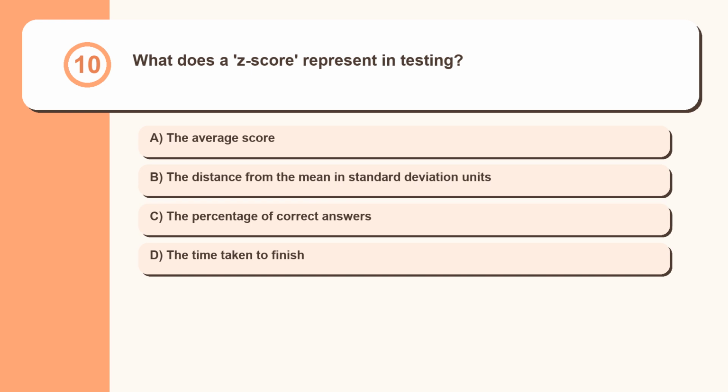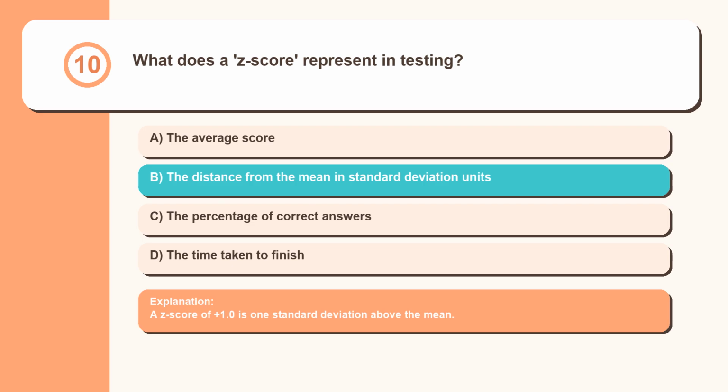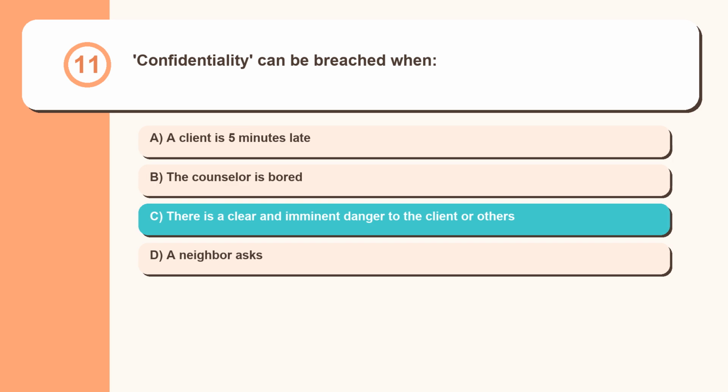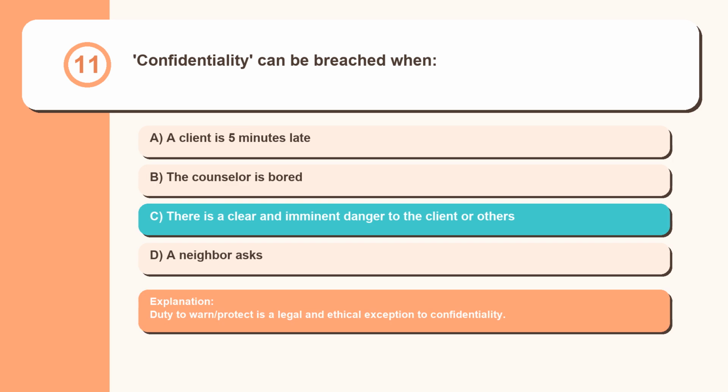Question 10. What does a z-score represent in testing? The average score, the distance from the mean in standard deviation units, the percentage of correct answers, the time taken to finish. A z-score of plus 1.0 is 1 standard deviation above the mean. Question 11. Confidentiality can be breached when a client is 5 minutes late, the counselor is bored, there is a clear and imminent danger to the client or others, a neighbor asks. Duty to warn/protect is a legal and ethical exception to confidentiality.